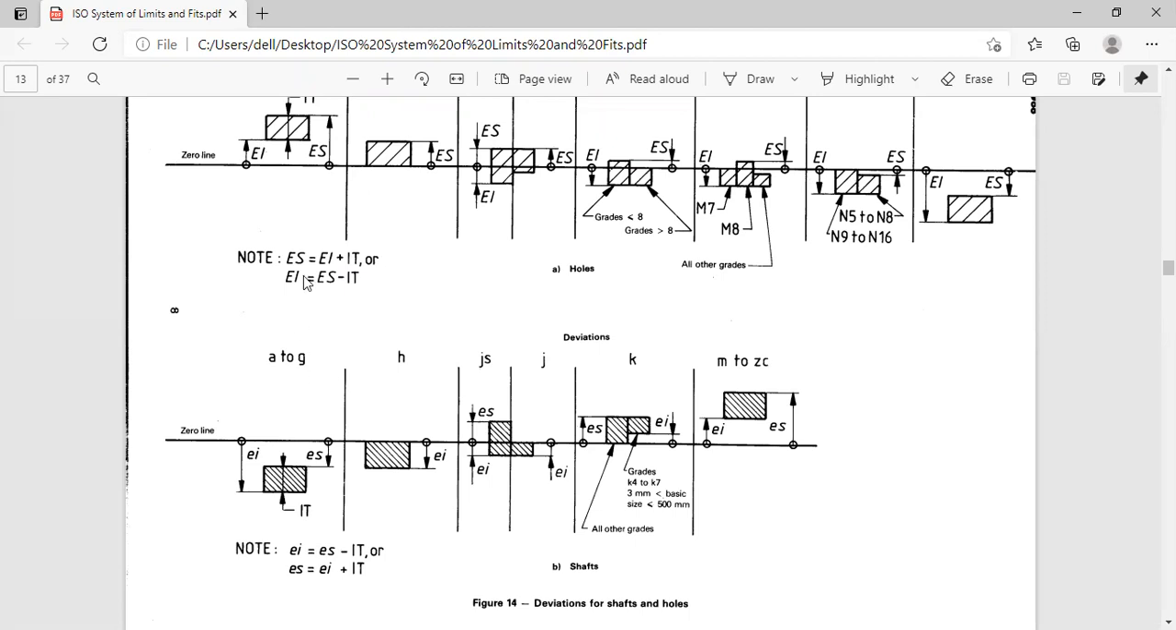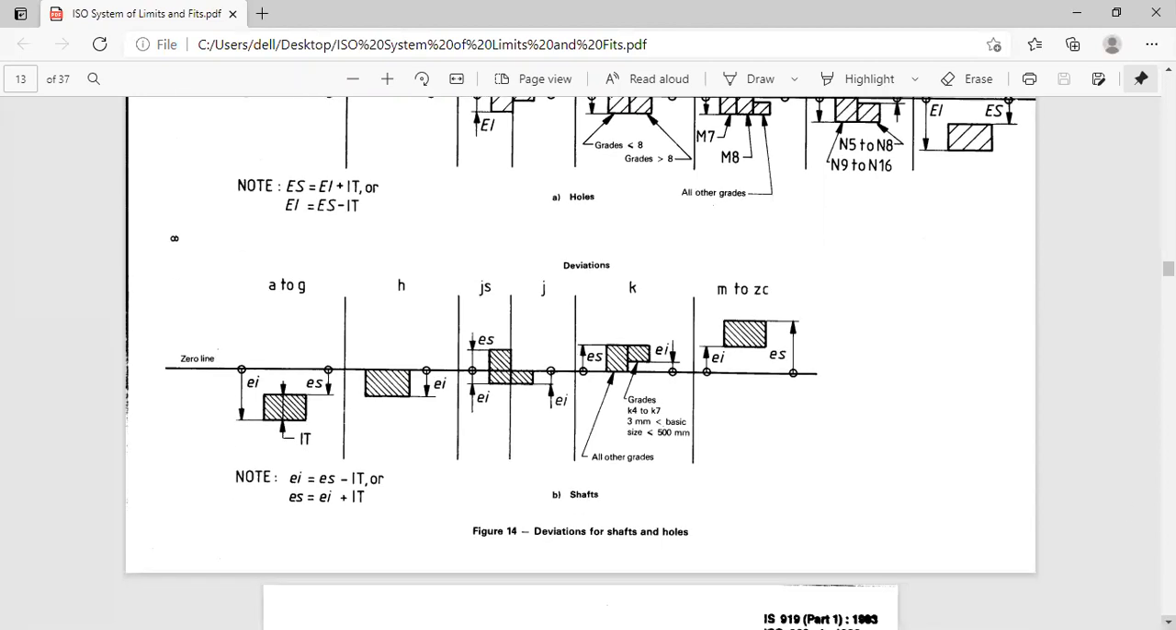Again, the opposite of this one is the shaft, A to J. A to J lies in the upper deviation. This is the upper deviation below the zero line. This is the lower deviation. So how is he representing A to J? H is on the zero line for the shaft, that is the upper deviation. How is he representing JS and J? You just try to see in the graphical representation. How is he representing K, lower deviation, small k, and M to ZC. So you have to know all this graphical representation.